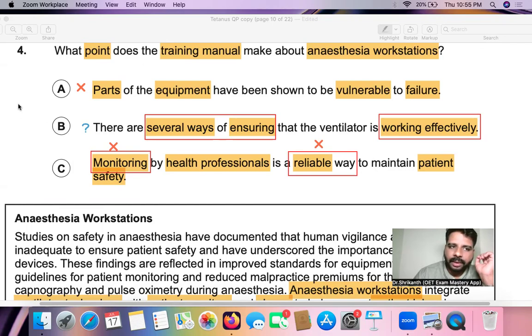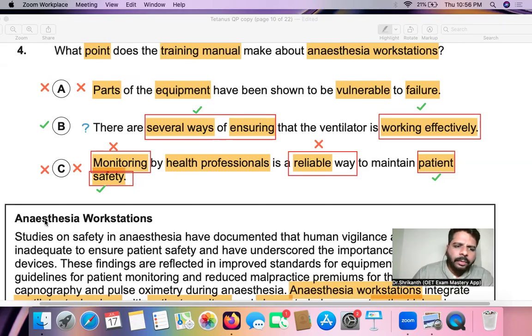Patient safety is mentioned. I'm not saying that is not mentioned. But that patient safety comes from monitoring, patient monitors and alarms and reservoir bags. They are not talking about health professionals. So the verb, monitoring by health professionals, is also not mentioned. Since that is not mentioned, you can eliminate answer option C as well. So A is eliminated, C is eliminated, which means B, which we suspect to be the right answer, since everything is mentioned, will automatically be the right answer.